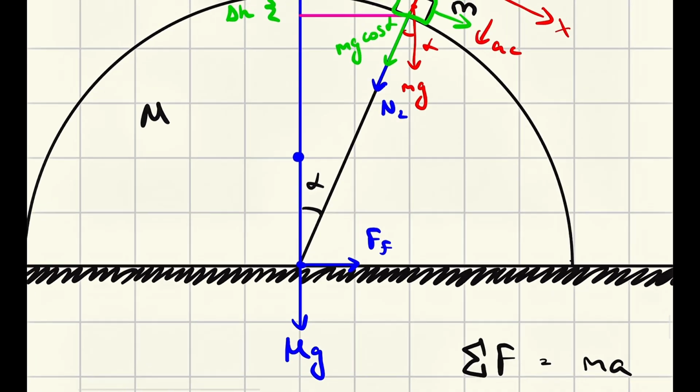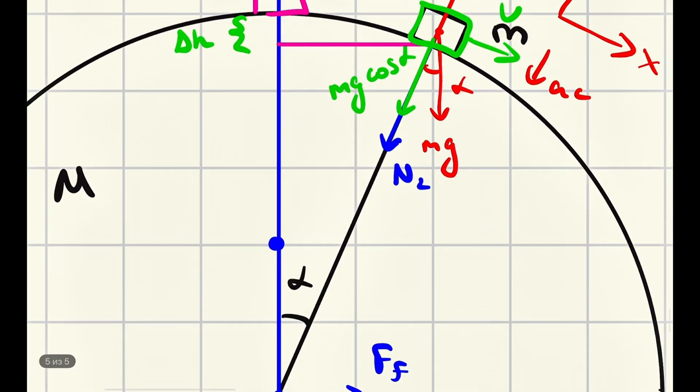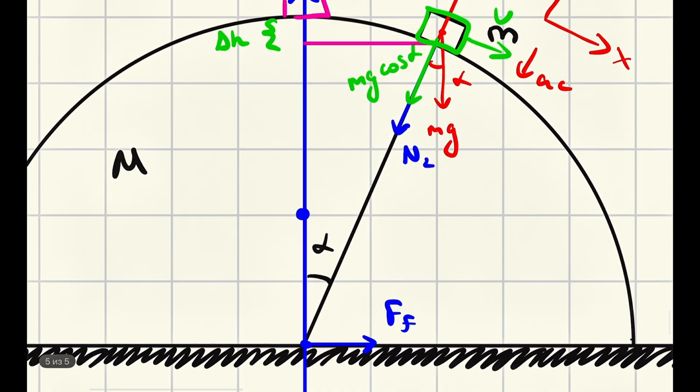So what is our delta H? We don't know, but in fact we do know why. Because if we say that this entire part, let me choose some different, probably this violet. If this entire part is R, if this part is R, this part is also still R, right?